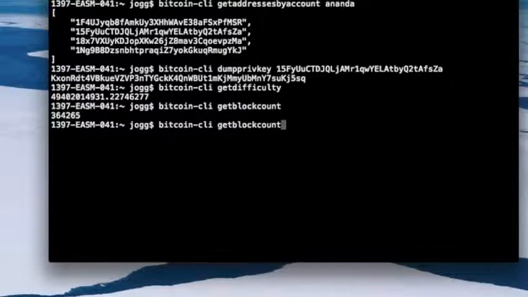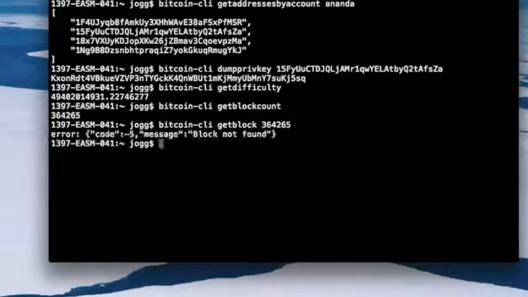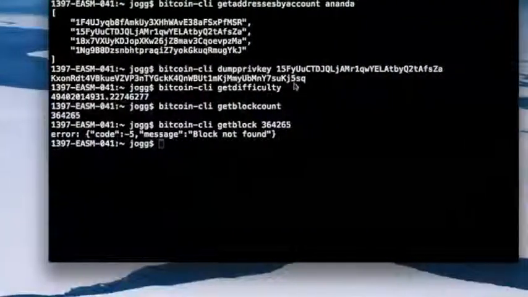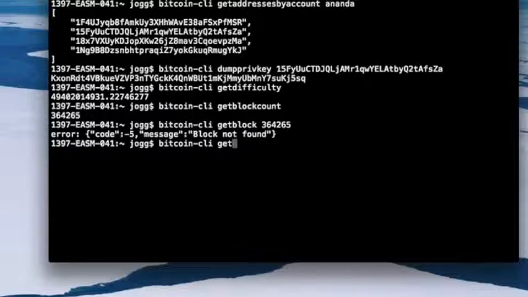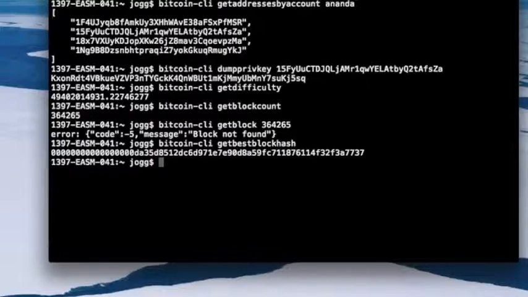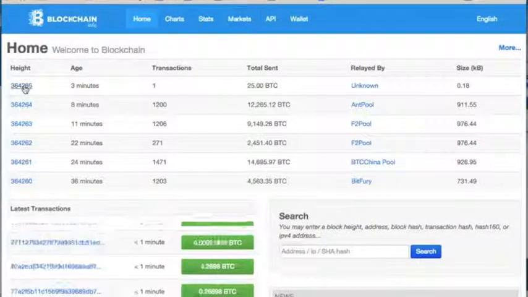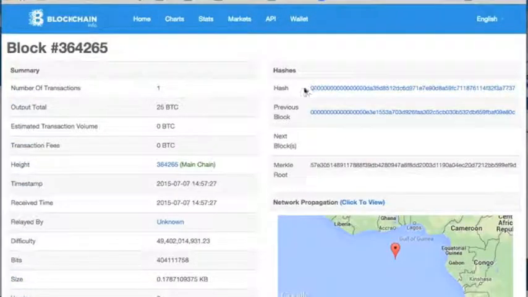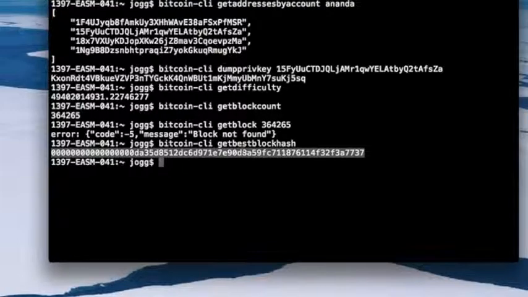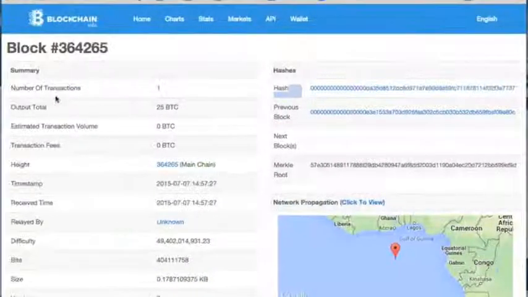Now I want to get back to the block information. So Bitcoin CLI getblock, if I write this height, not like that. We can do getbestblockhash. As you can see, this is the hash of this block and you can match it with 364265. So this hash is exactly the same as this hash.